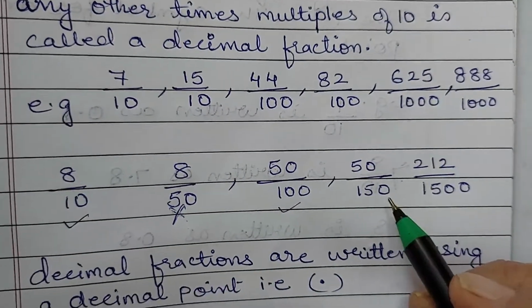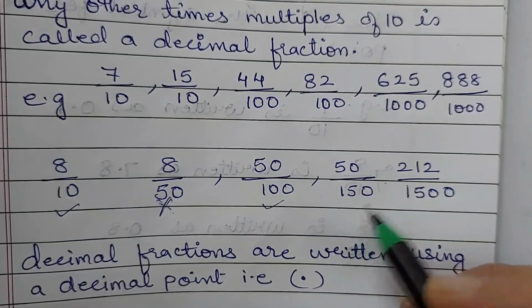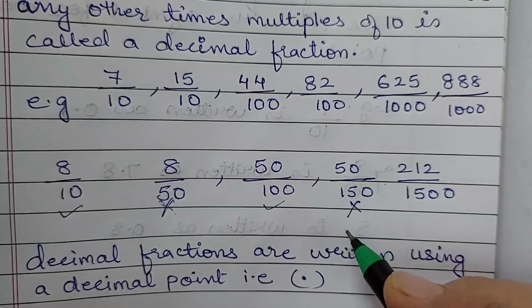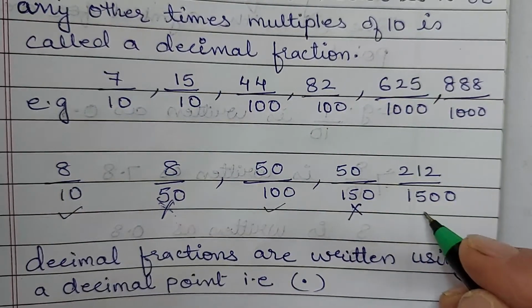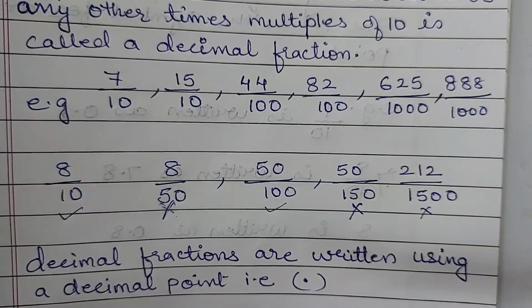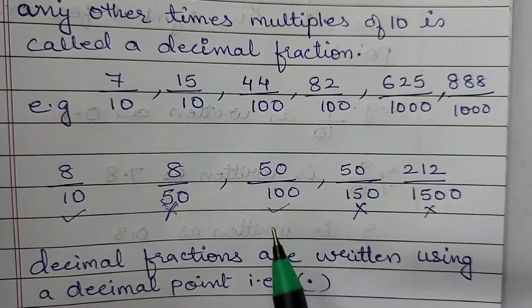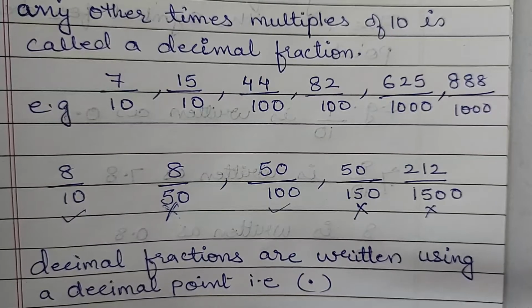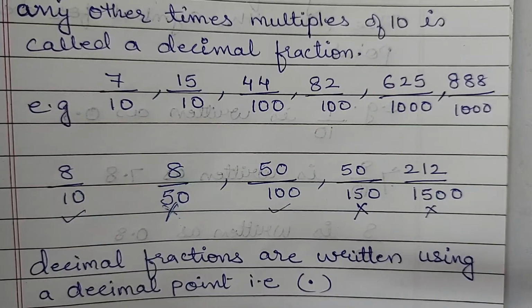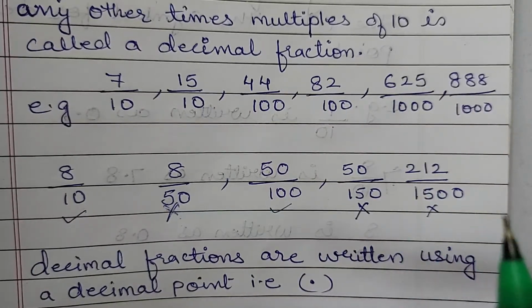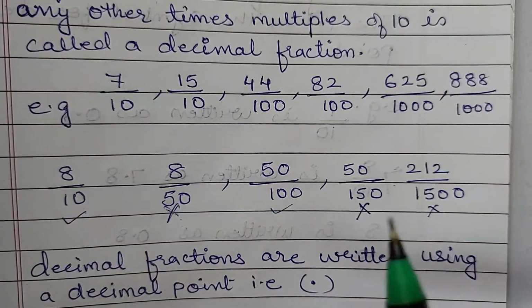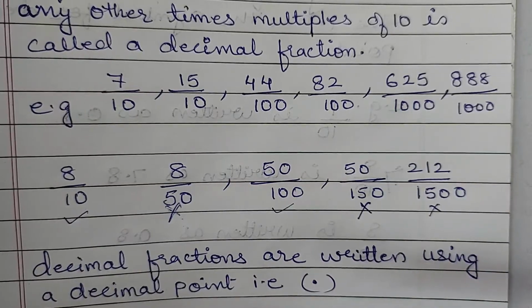Then moving further, 50 upon 150, no. 212 upon 1500, no. The denominator should always be 1 and a number of zeros. It can be 1, 2, 3 or 4 zeros, but the number along with it should be only and only 1.